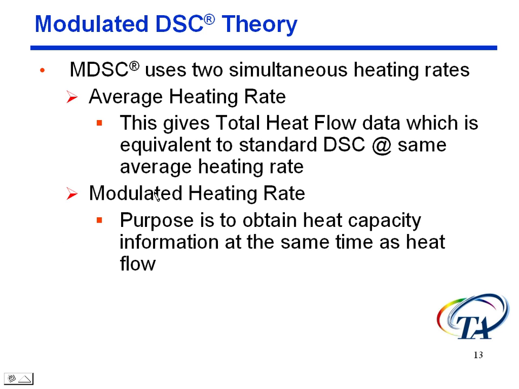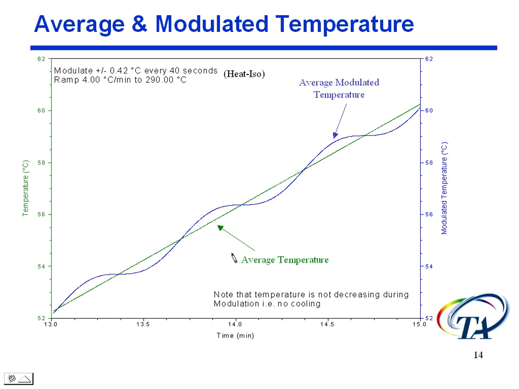The modulated heating rate's purpose is to obtain heat capacity information at the same time as heat flow. We're going to go through this a little bit more in a minute. Now what do we mean? Here we have our average and our modulated temperature.